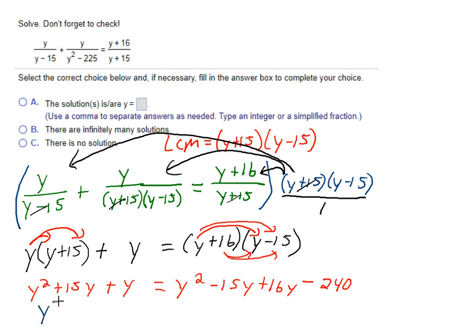Okay, so then we'll combine like terms. So this will become y squared plus 16y when we add these two together, equals, this will become y squared plus 1y minus 240. All right. So it looks like initially we have a quadratic equation, but what's going to happen is these y squareds are going to cancel out, and if the y squareds cancel out, it's not quadratic anymore.